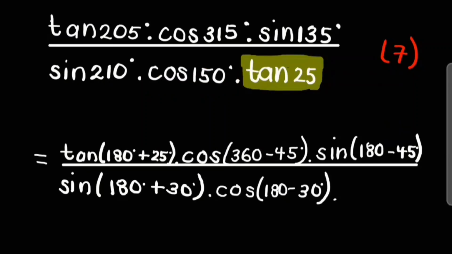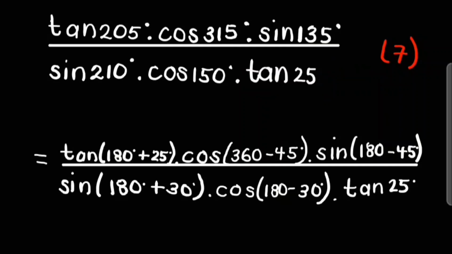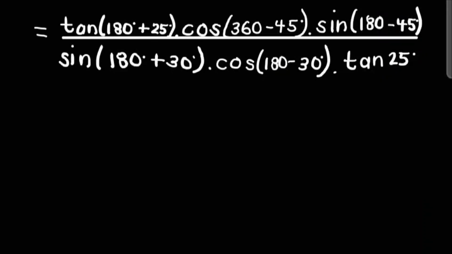Now, when you look at tan 25, you realize that this is already an acute angle. It's already less than 90 degrees, so there is no need to reduce this. We can leave it as is for now. Now, in the next step, we are going to apply all of these reduction formulas to get the answers of them.